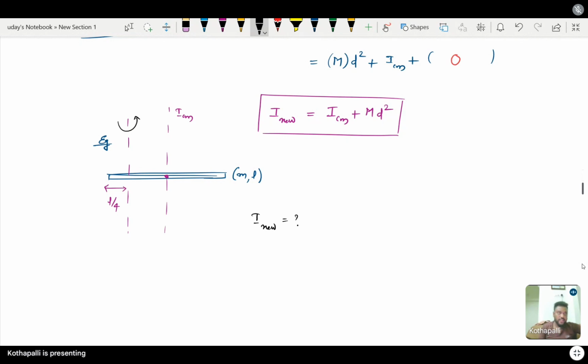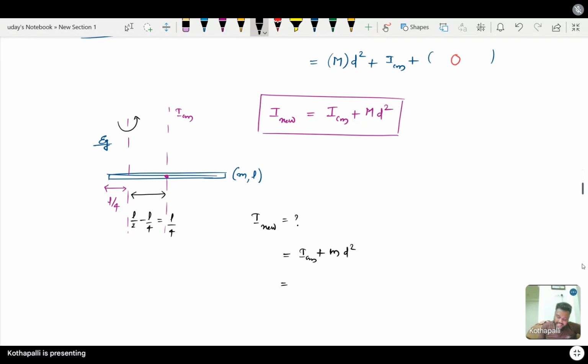One of the axes passes through the center of mass only, no? Yes, we can write I about the center of mass plus m into d square. What is this distance? Total is L by 2 minus L by 4. L by 2 minus L by 4. How much will come? 4 minus 2 is 2L by 8, so it will be L by 4.